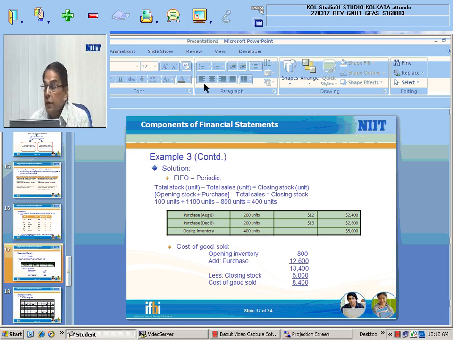Calculation under the perpetual inventory system for the same inventory. You can find that the two methods may give you different values of the closing inventory and also different value of the cost of goods sold.